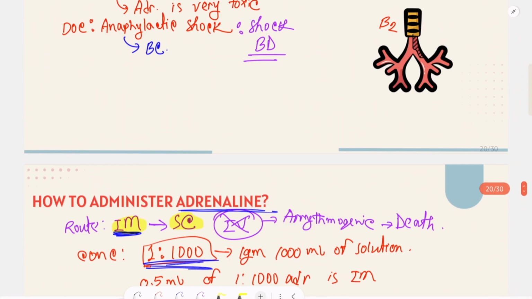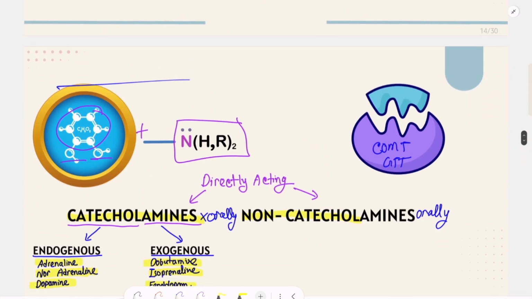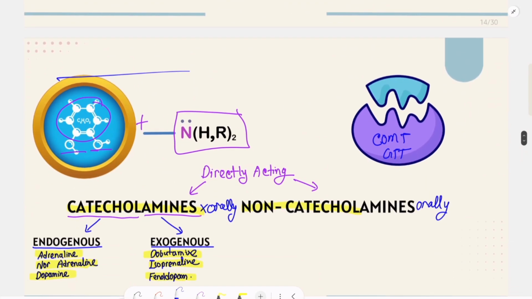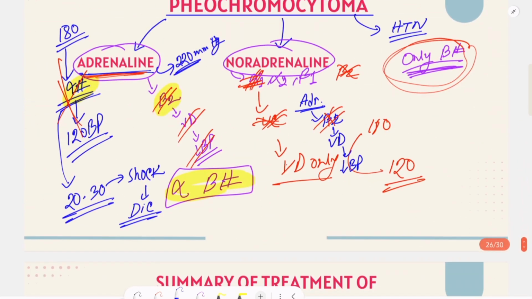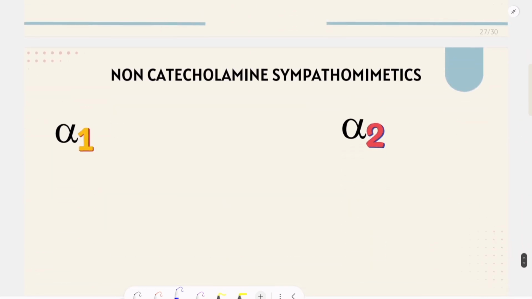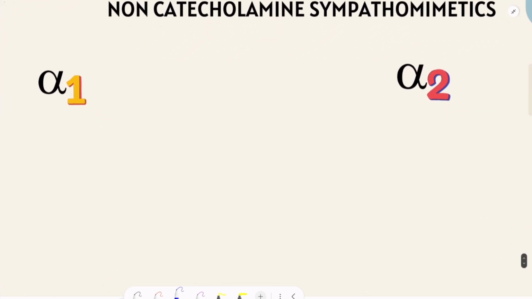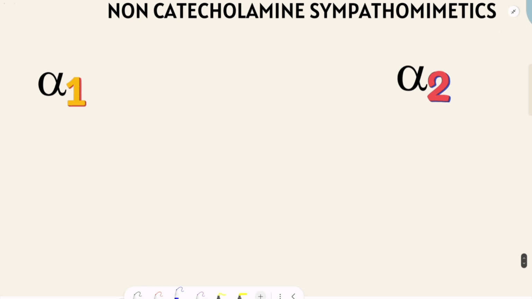Now, the last group of sympathomimetic drugs remaining is the non-catecholamine sympathomimetic drugs. As they are not metabolized by COMT in the GIT, they can be given orally. So we will start the discussion of non-catecholamines according to the receptor they work on. At first, the alpha-1 receptor. The first drug that stimulates the alpha-1 receptor is phenylephrine.